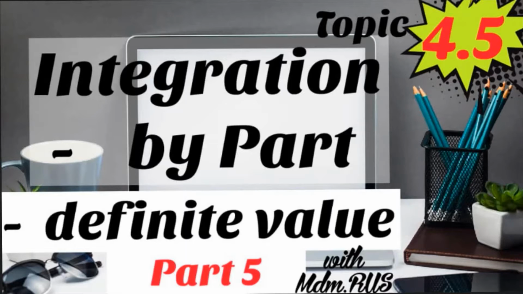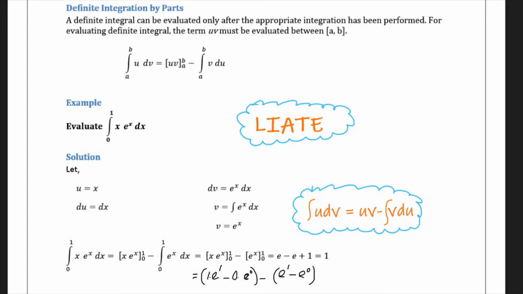Bismillahirrahmanirrahim. Let us look into the last part of the integration by parts for the definite values. Okay, refer to your workbook page 231. We have a simple work on how to do the definite integration by parts. The formula is uv minus integral of v du.